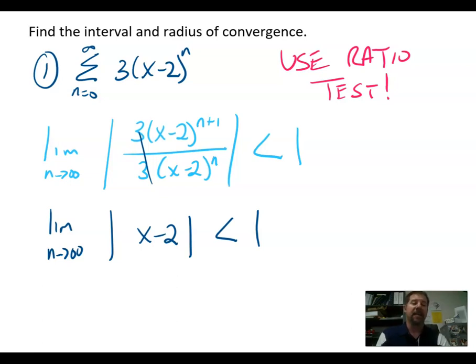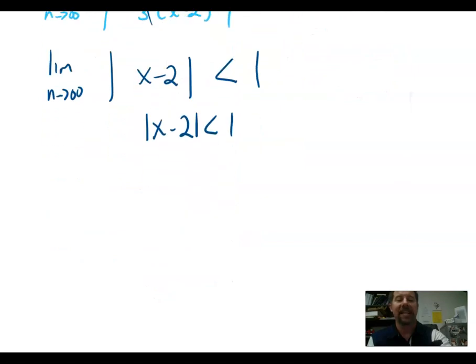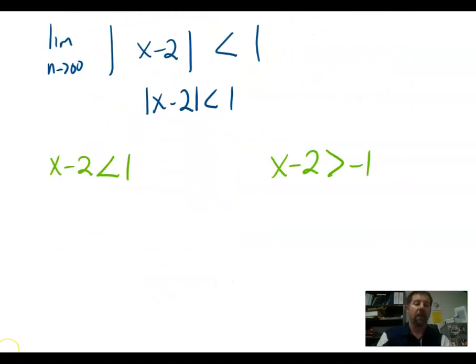So this is going to be less than 1 when just the absolute value of x minus 2 is less than 1. So we're going to want to solve this absolute value inequality. And remember, to solve an absolute value inequality, you need to set up two cases. Case 1, you just drop your absolute value signs. You want to know when x minus 2 is going to be less than 1. Case 2, you have to flip the sign and flip the sign. So x minus 2 greater than negative 1.